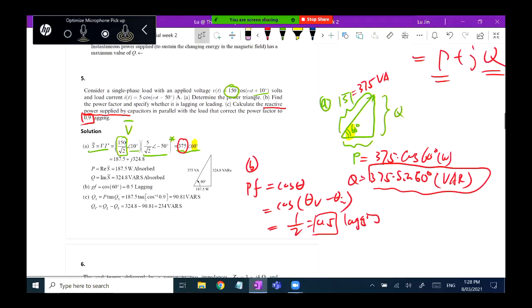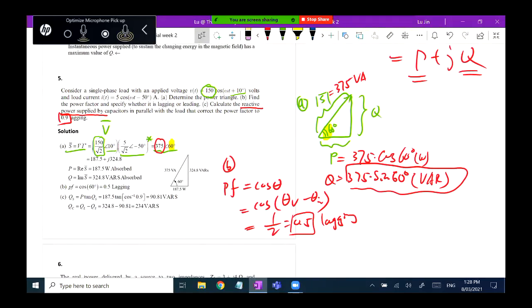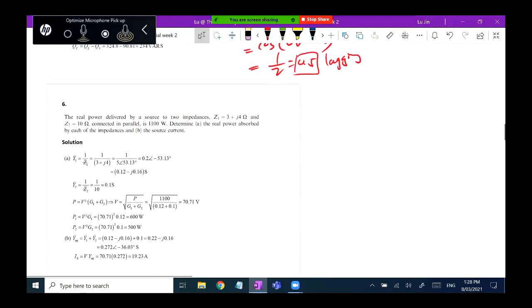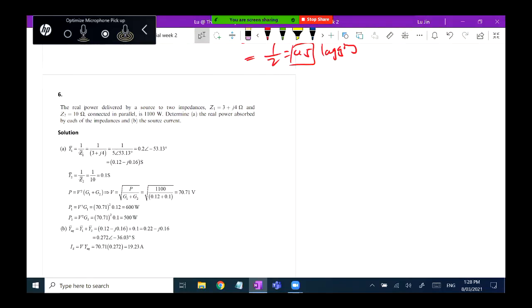Okay, this is about our question number 5. Sorry guys, I don't have time to do the detailed calculation. The solution has been given here. Do them by yourself. Okay, let's move on to question number 6.